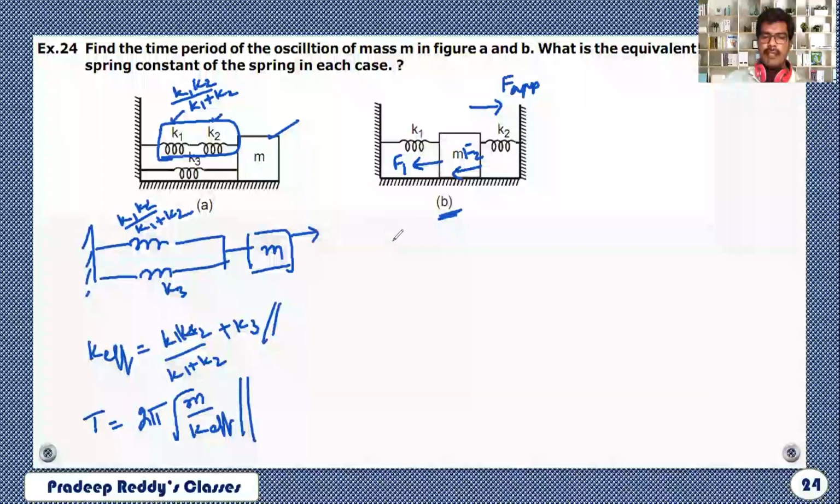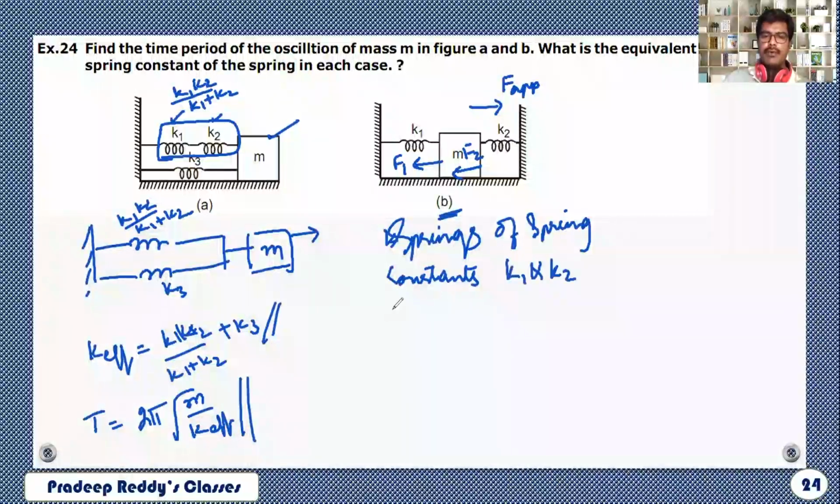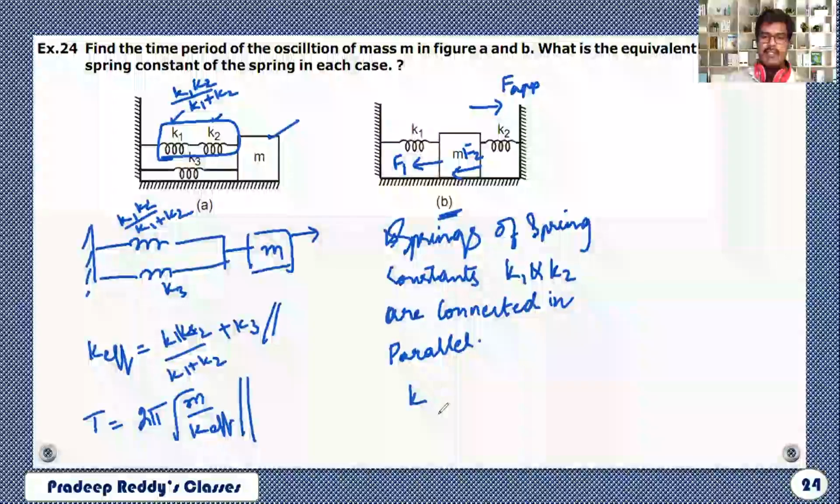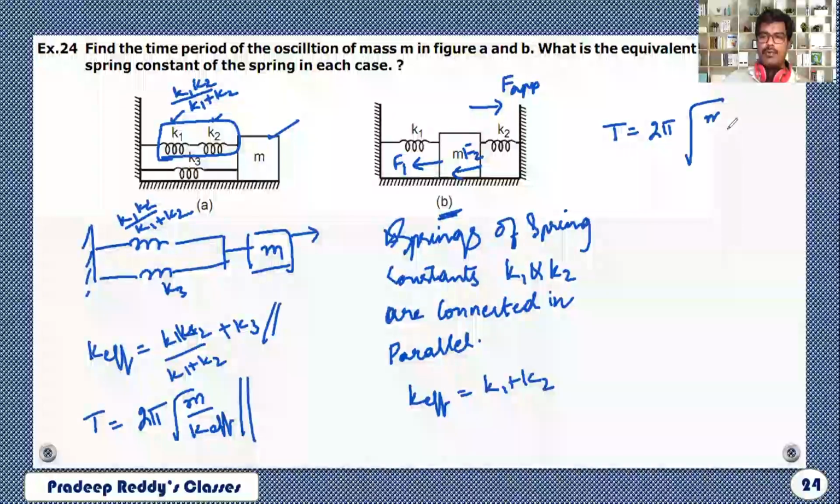So here springs of spring constants K1 and K2 are connected in parallel. This is not a series combination. They are connected in parallel. So if these two are connected in parallel, what is their effective spring constant? Effective spring constant is K1 plus K2. So therefore, time period T is equal to 2 pi under root m divided by (K1 plus K2).